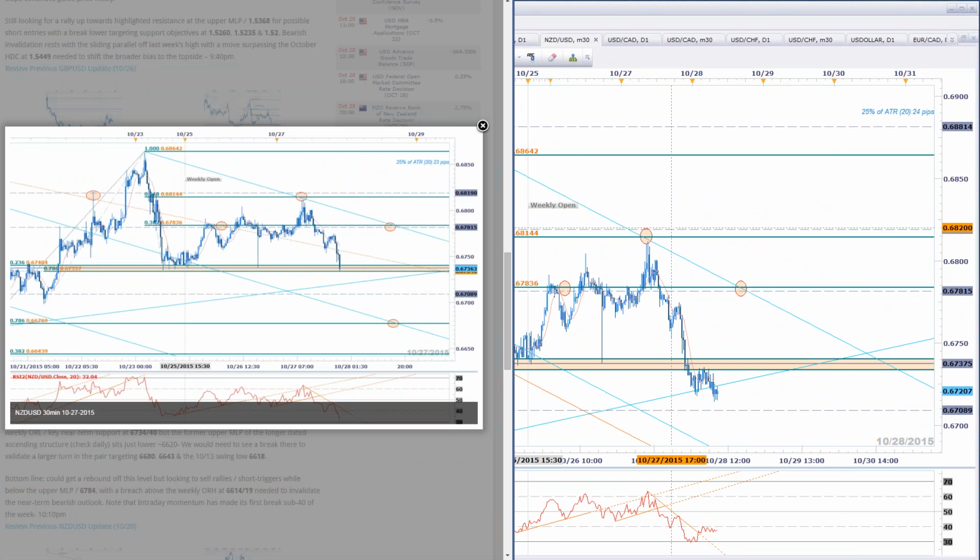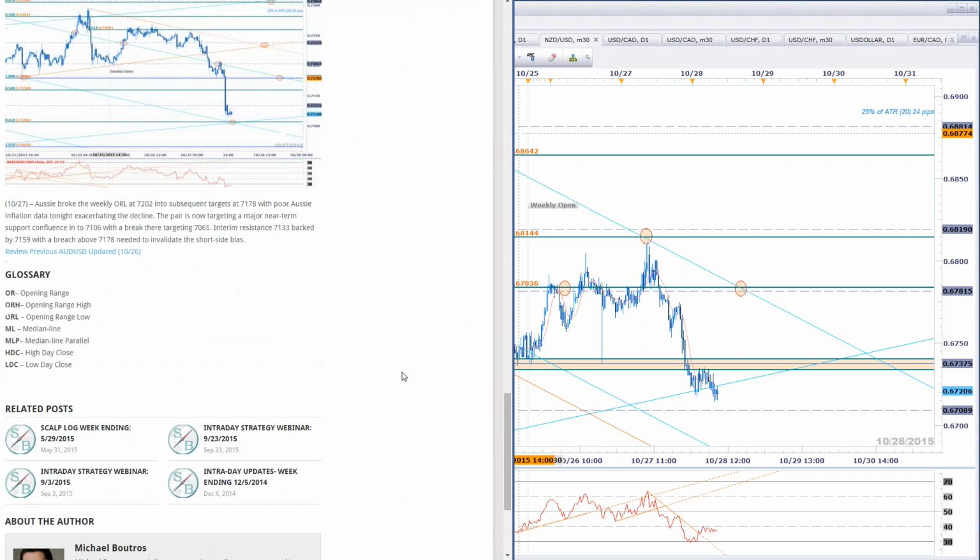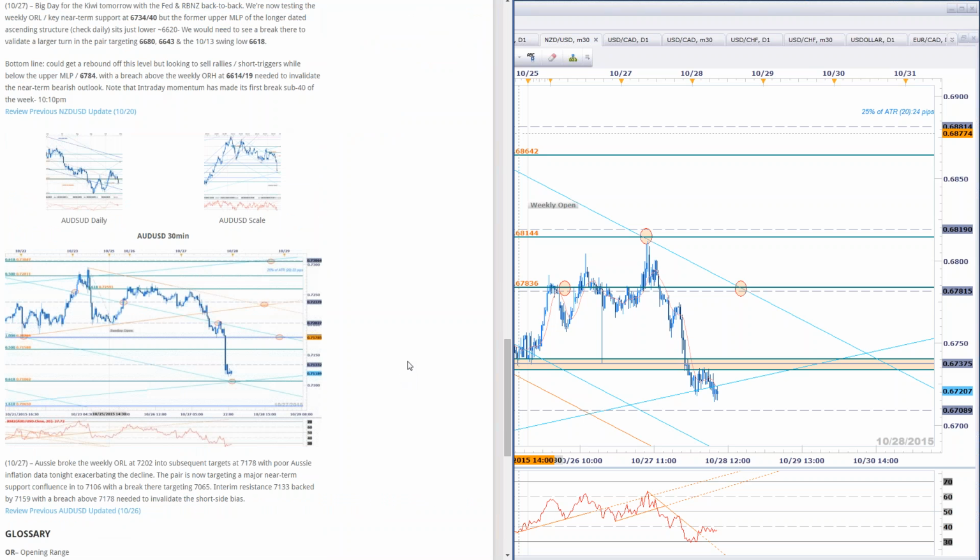All right, so that is Kiwi dollar, and we are looking decent on time. Here's dollar CAD up next. And that was highlighted, or I guess let's go over Aussie dollar first.